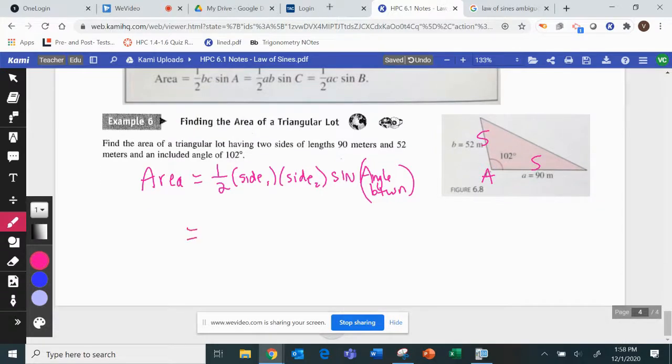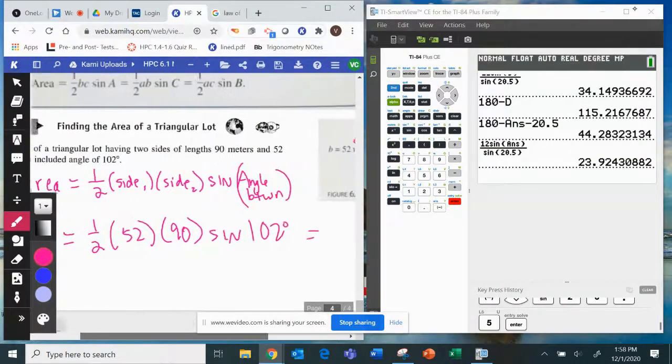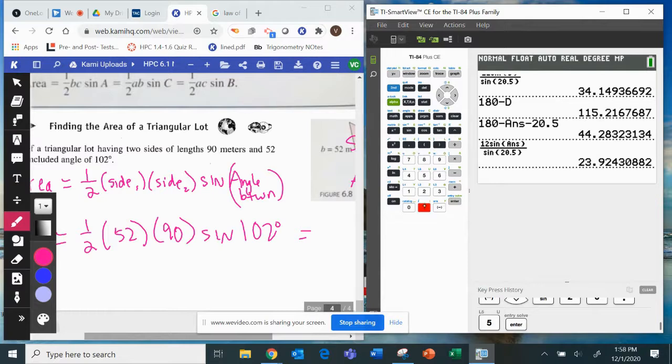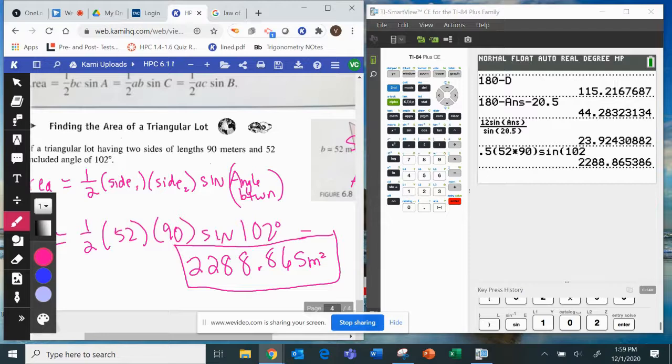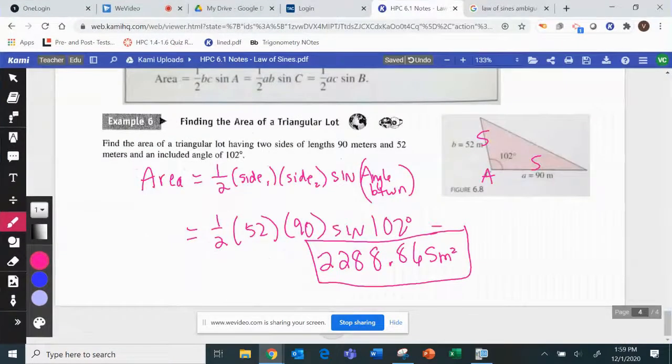For this particular area, we would do 1/2 times 52 times 90 times the sine of 102 degrees, and you'd hit enter on your calculator and you'd be done. Okay. That is it for law of sines.